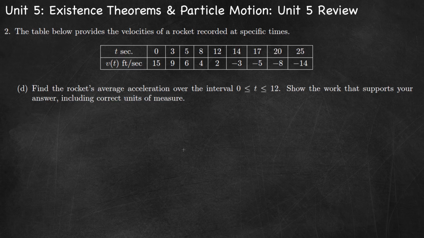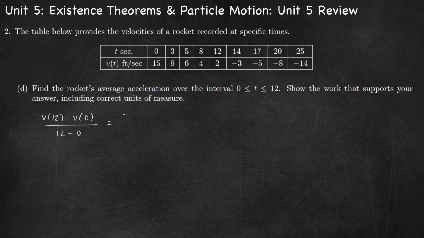Find the rocket's average acceleration over the interval from 0 to 12. Show the work that supports your answer, including correct units of measure. Average acceleration is going to be the change in velocity over the change in time. So we need v of 12 minus v of 0 over 12 minus 0. And we can read these values right from the table.